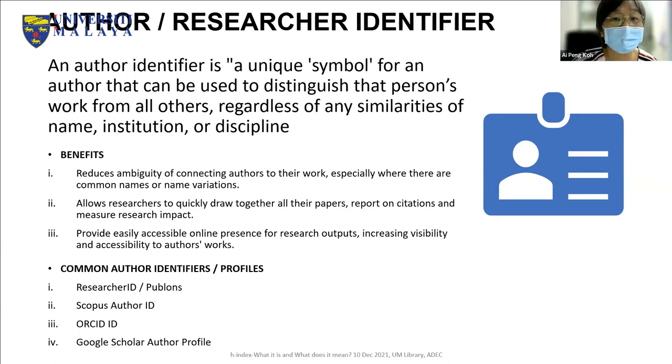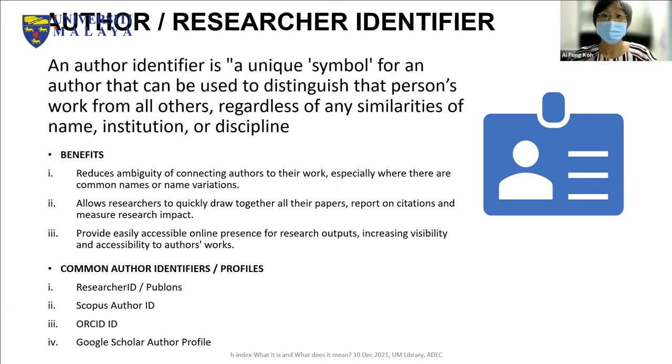So what is an author identifier? It is a unique symbol for an author that can be used to distinguish that person's work from all others, regardless of any similarities of name, institution, or discipline. So what are the benefits? It reduces ambiguity in connecting authors to their work, especially where they have common names. I will show you some examples later on. It allows researchers to quickly draw together all their papers, report on citations, and measure research impact.